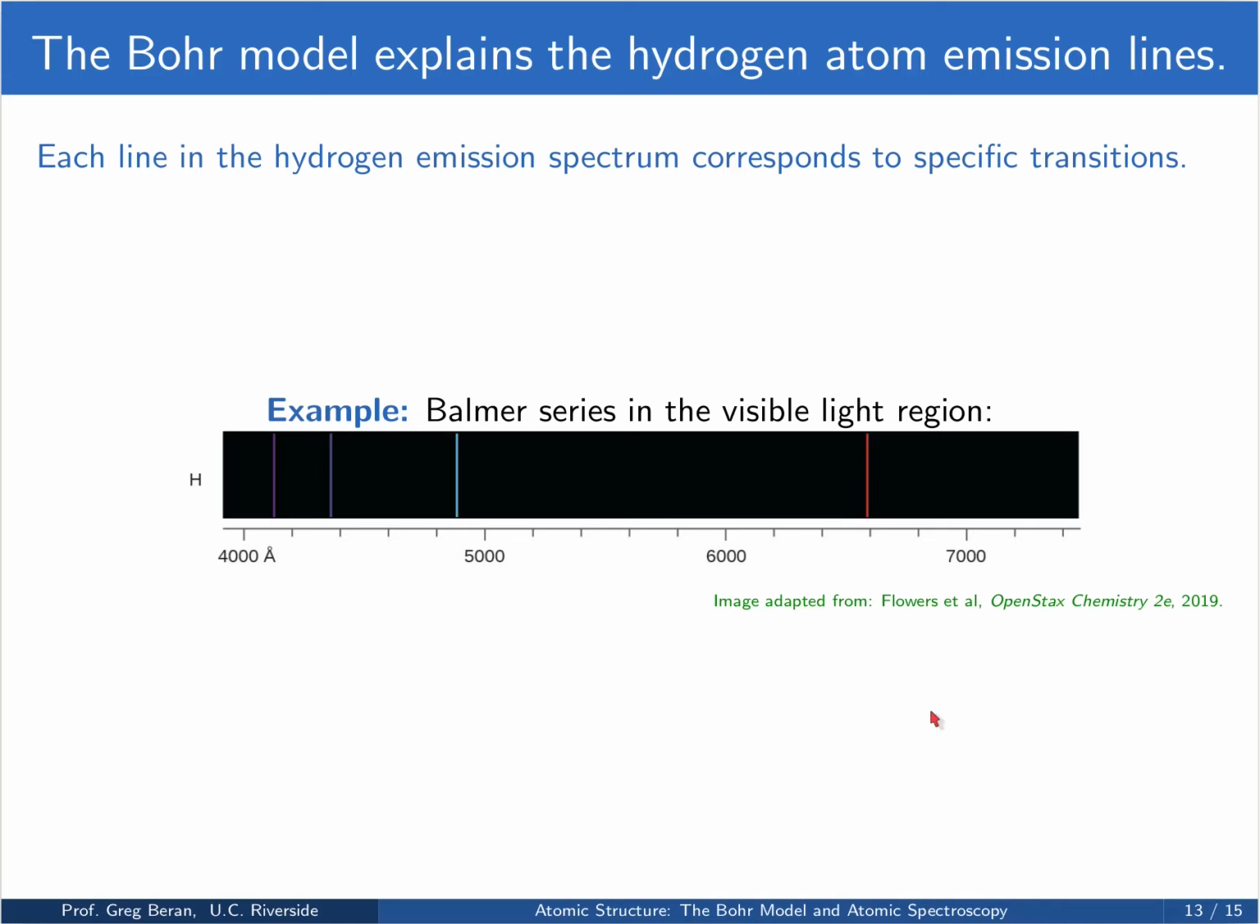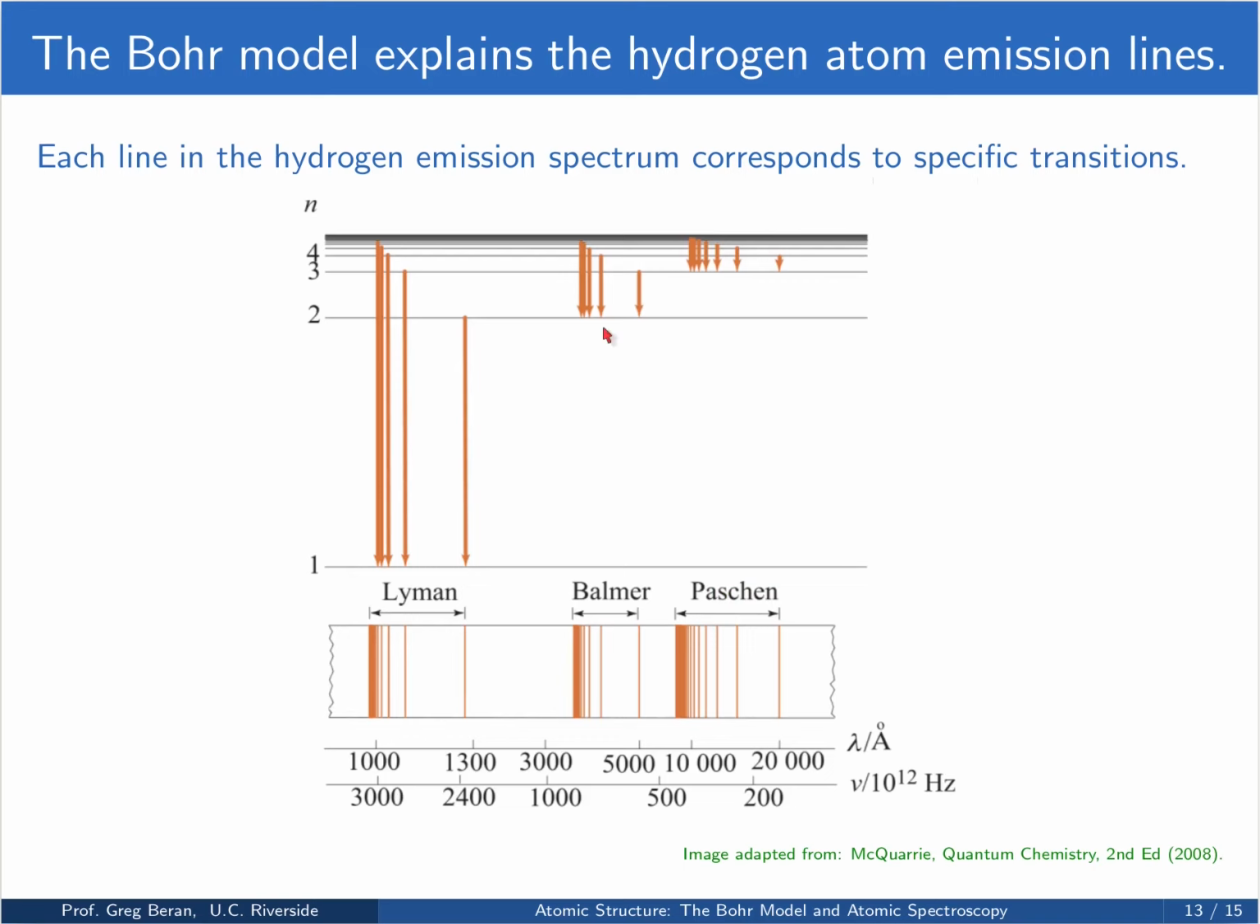So we have purple, blue, all the way to red transitions for the hydrogen atom in this visible region. To understand these, we can just look at this diagram here, which shows that these Balmer series transitions all correspond to transitions from, for example, n equals 3, 4, 5, 6, etc., down to the n equals 2 state. So all of these in the Balmer series are transitions emitting from a higher energy state down to n equals 2.